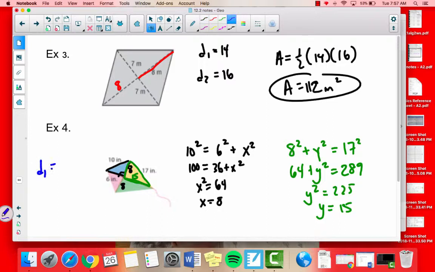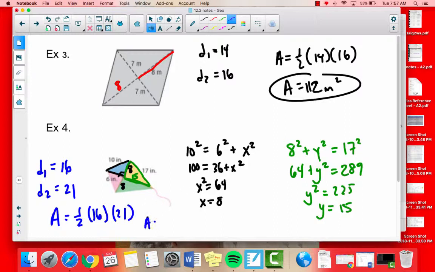So diagonal 1 is 8 and 8, so that's going to get us 16. And diagonal 2 now we know is 15 plus 6, which is 21. So we can go to our final formula, 1/2 diagonal 1 times diagonal 2, 16 times 21, divide that by 2, we get that the area is 168 inches squared. And we're finished. All right, so if you have any questions about the formulas or how to plug in, make sure you let me know.